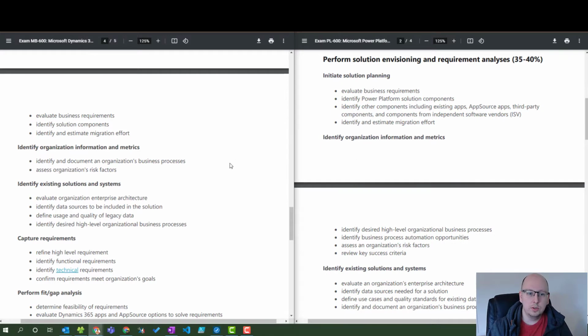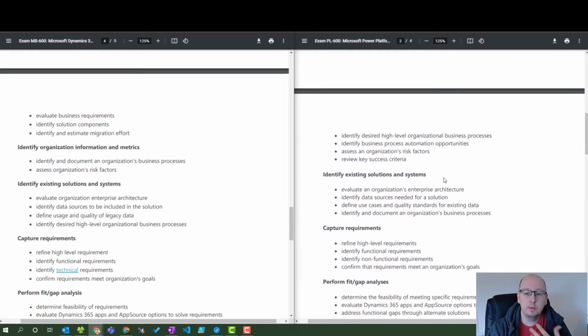And then the next section, identify information and metrics. So again, understanding business processes. This one goes into a little bit more detail. Review key success criteria. Assess the organization's risk factors, identify business process automation opportunities. So again, heavily pushing that automation, that RPA, that Power Automate, cloud flows to try and get some more automation and make things more efficient. Identify existing solutions and systems. So it's identifying what we have there at the moment, where we should be storing things, where they're currently stored, and all those sorts of things.